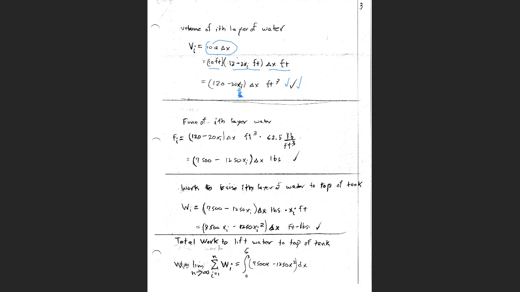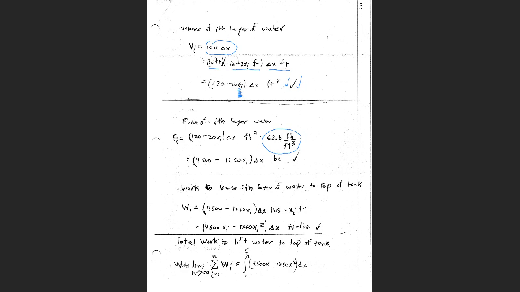Okay, now next we have to find the force of the ith layer of water. How heavy is the ith layer of water? Well, remember, we're told in the problem that water weighs 62.5 pounds per cubic foot. How many maybe learned that in another class? How many maybe knew that or have seen that? Okay, Mario and everybody, if it's your first time, that's fine.